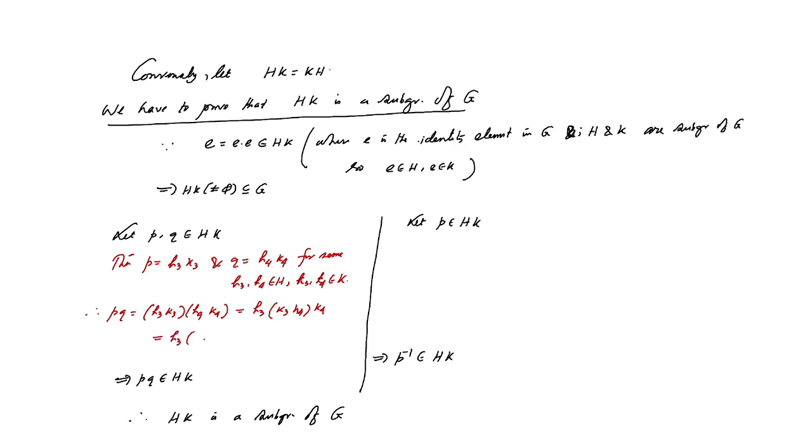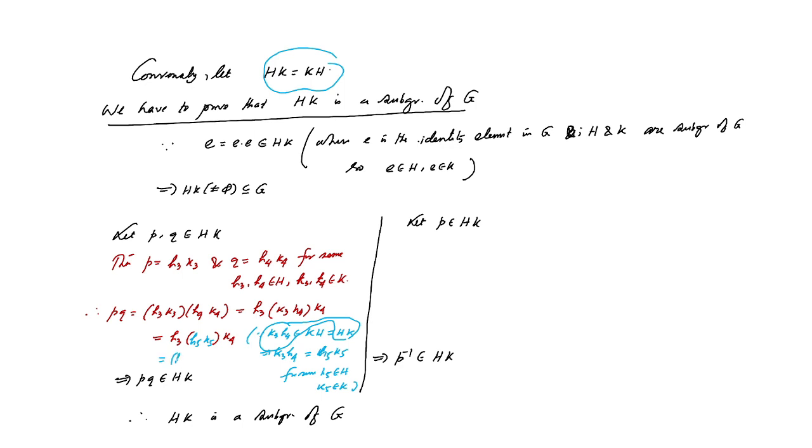So H3K4, and in that place we can write H5K5. Why? Since K3H4 belongs to KH, and what is the condition given? KH equals HK. So that means K3H4 will be H5K5, because that belongs to HK. So for some H5 belongs to H and K5 belongs to K.